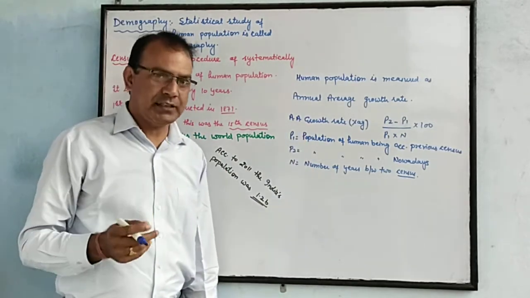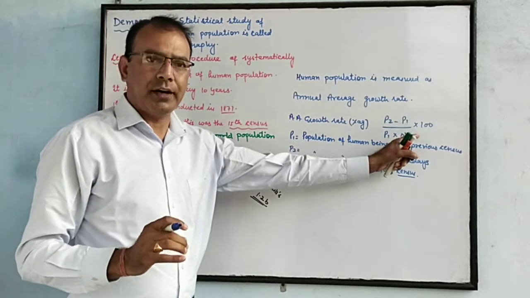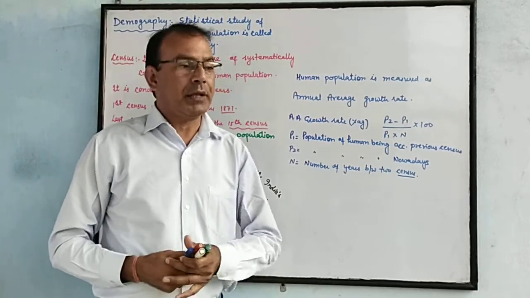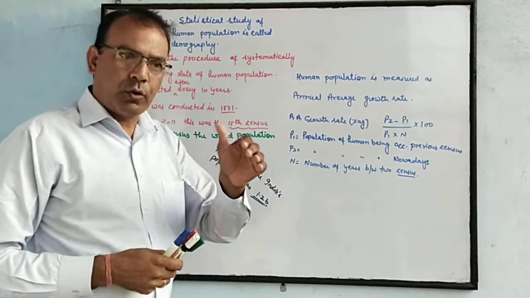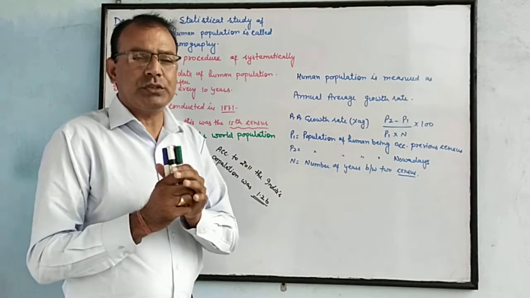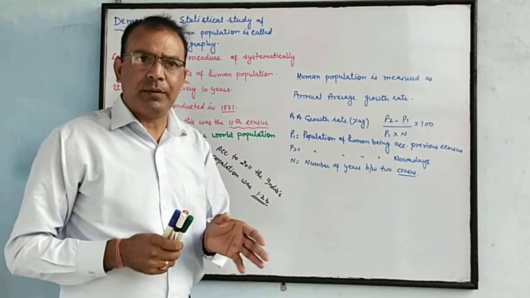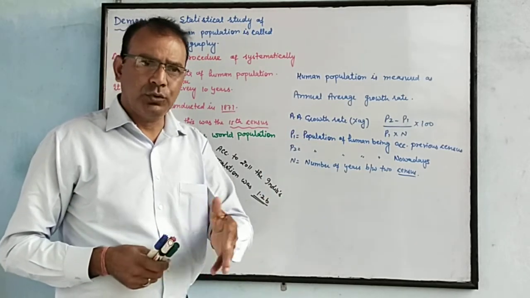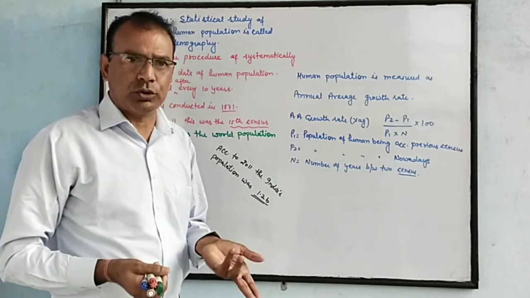How can we calculate the annual average growth rate in percentage? (P2 minus P1) upon (P1 into N), into 100. P1 stands for human population according to the previous census, P2 human population nowadays, and N the number of years between the two censuses. Suppose in a village in 2011 the population was 500, and nowadays it increased to 1000. Then what is the population growth rate?